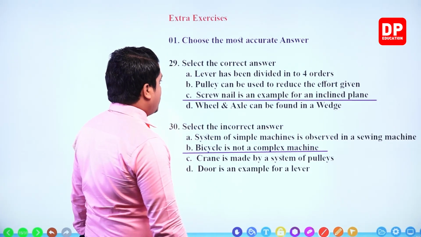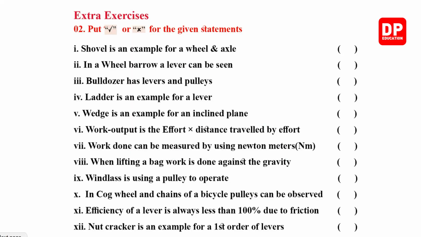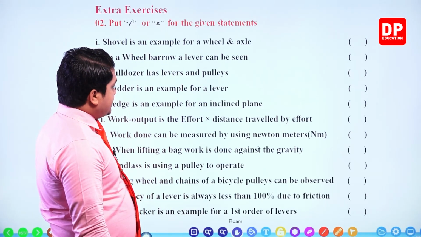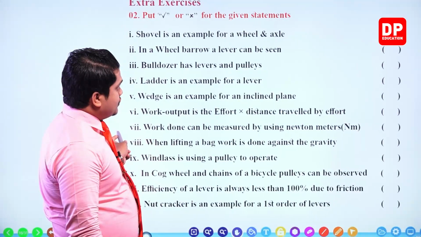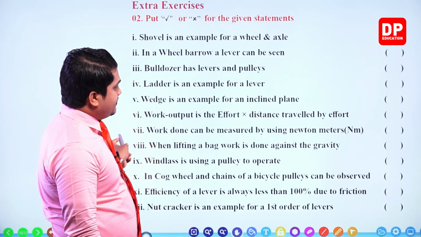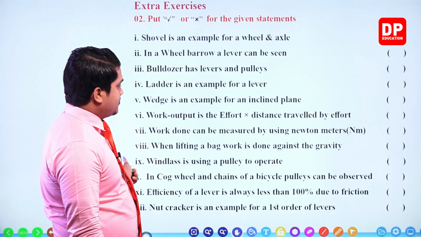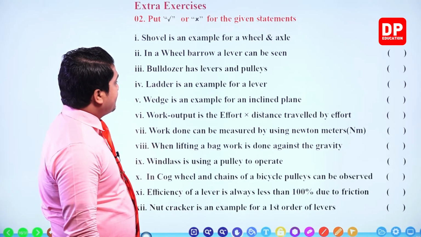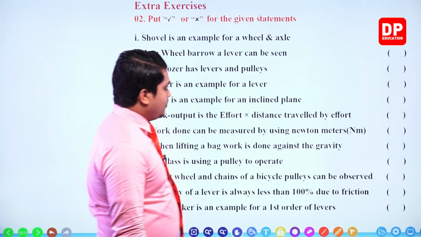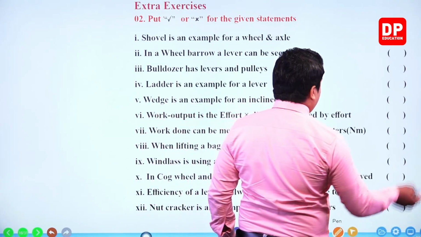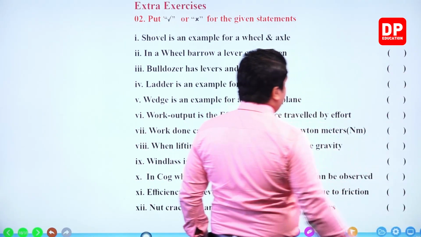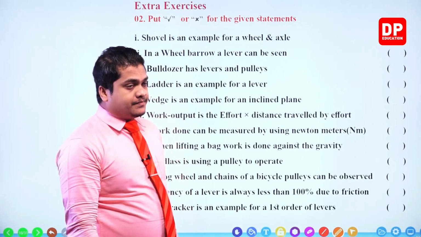Right then, let's head on to see the next type of question. In here, my dear children, you are given some sentences. You have to put a tick if the sentence is correct. If it is wrong, then you have to put a cross. So let's see. Shovel is an example for a wheel and axle. Incorrect. Shovel is not an example for a wheel and axle. It's an example for a lever.